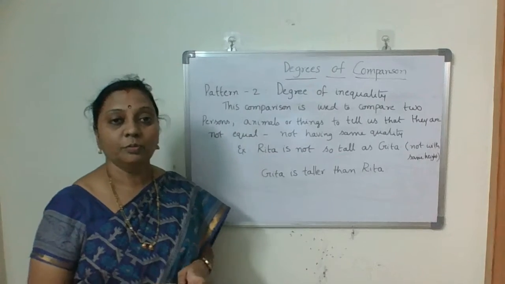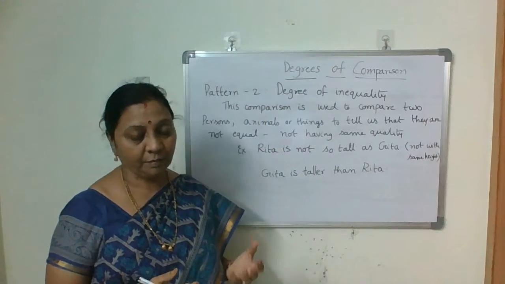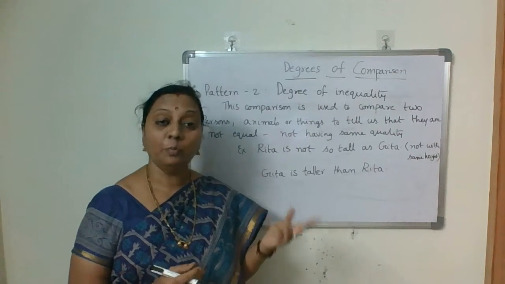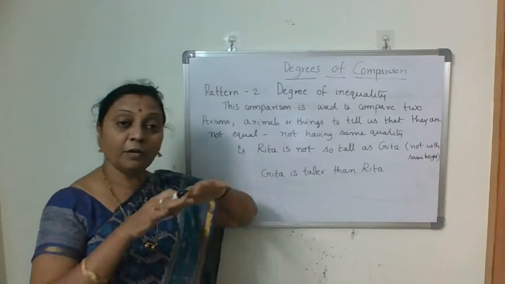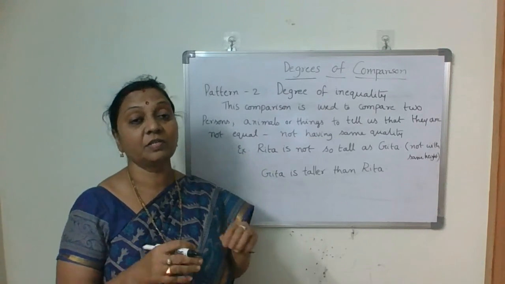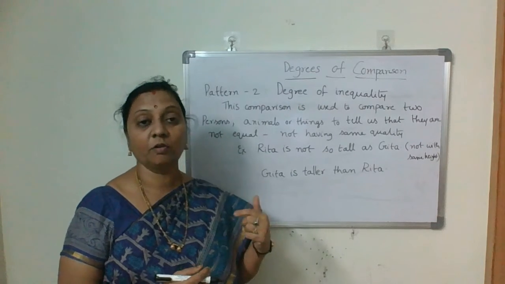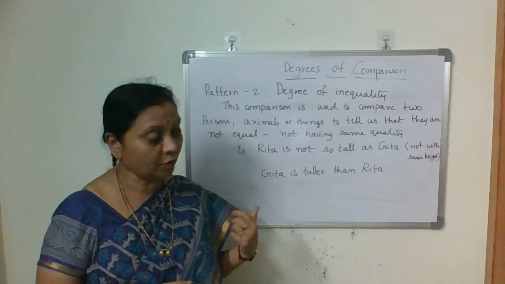Then we do pattern 2. Here it is degree of inequality. Here again we are comparing two persons, animals or things, and to show that they are not equal, not having same quality, that is degree of inequality. It means they are not of same quality, they are not equal, both are not equal.